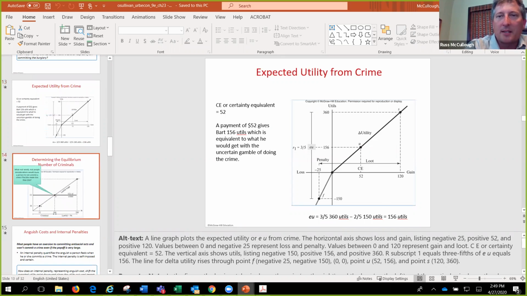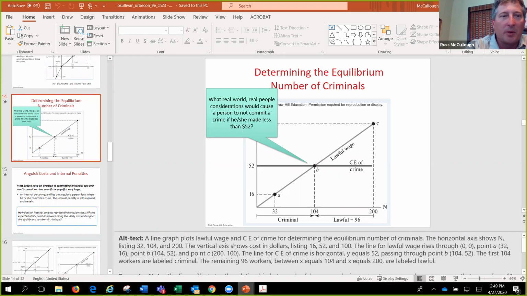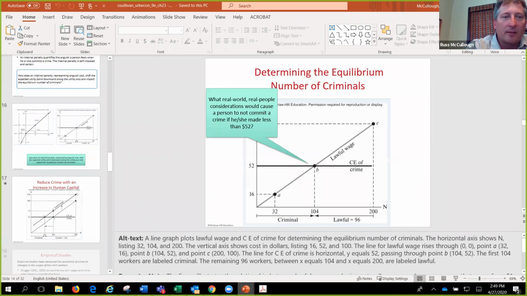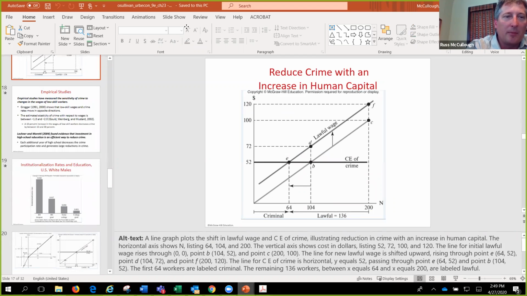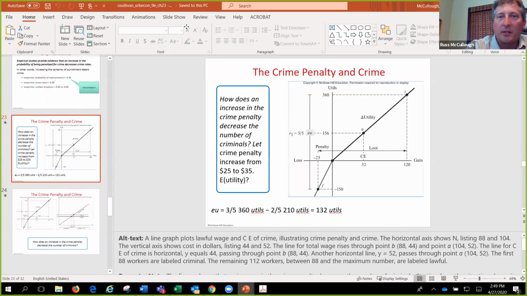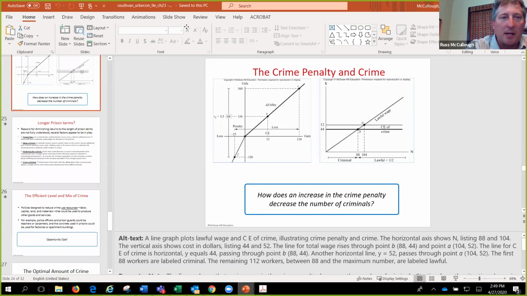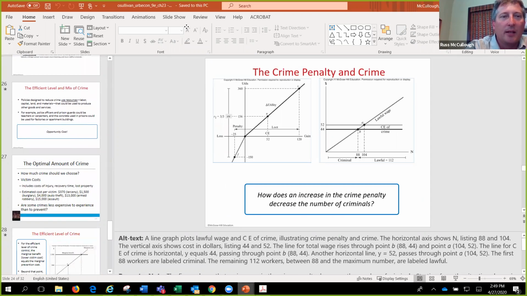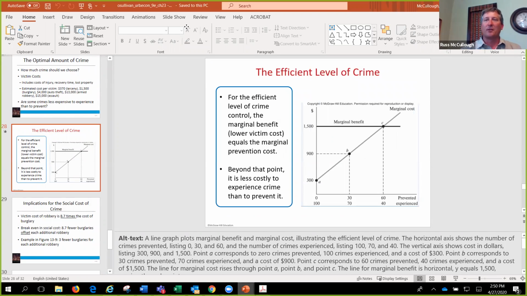So all the rest of these slides really go through different scenarios of what if we put people in school, then the lawful wage goes up, crime goes down. What if we put more police officers out there? Then the probability of being caught goes up, the loot goes down, the certainty equivalent, right? So we just kind of work through all of those scenarios with this model. So definitely understand the details of that, work through those problems, work through these slides if you need to again. And then this thing closes out looking at the efficient level of crime.